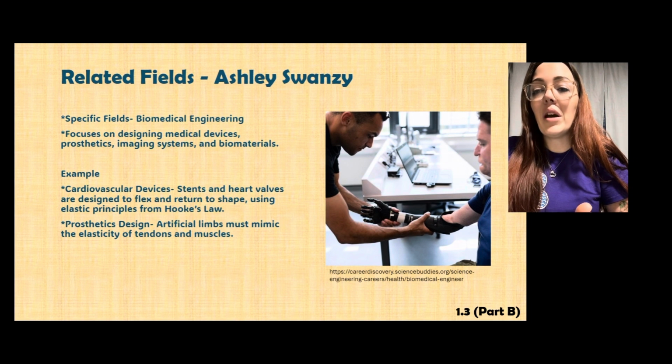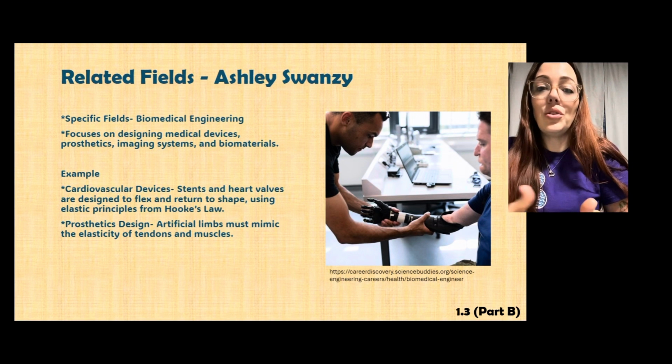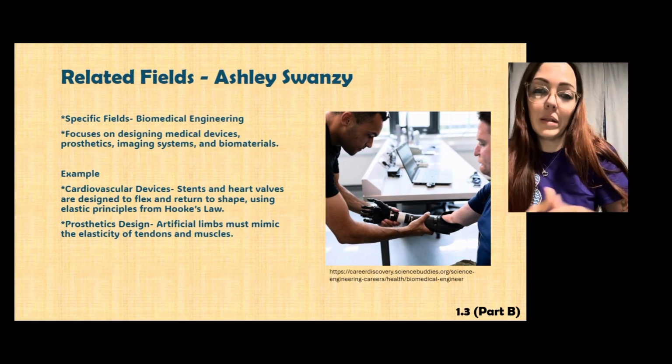Another example that I provided is prosthetics design. This is artificial limbs that will mimic muscles and tendons. Engineers use Hooke's Law to model how these components will respond to movement.